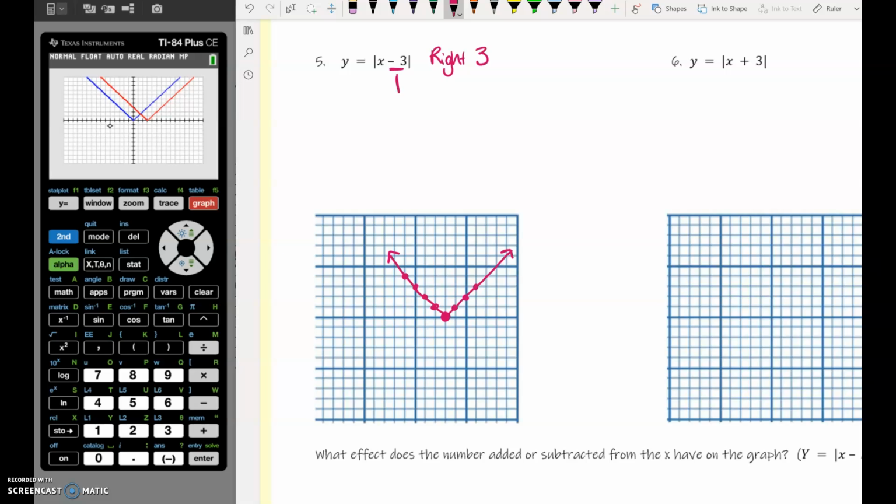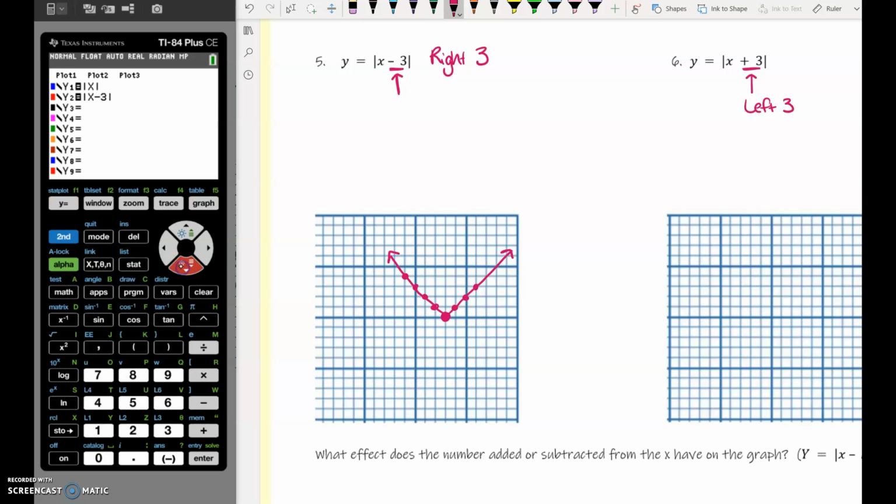So if the minus 3 moved the graph to the right, what do you think plus 3 is going to do? Move the graph to the left. So over here, this time I'm going to make it x plus 3 and graph it. And the new one is now to the left. So this is left 3. But then a slope of 1. So up 1, out 1 to make the V shape.